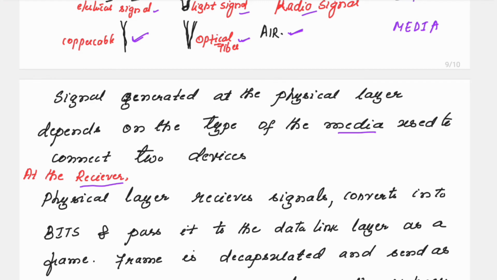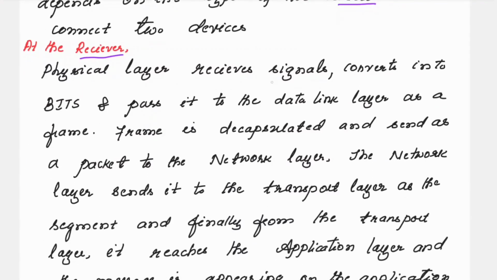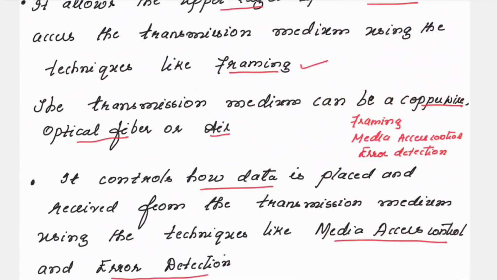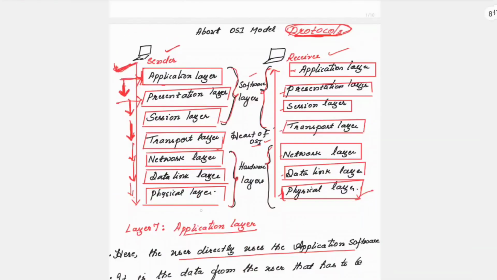Now what happens at the receiver? At the receiver side, the receiver will first convert the bits and pass them to the data link layer as a frame. Now the reverse process starts happening at the receiver side. So the bits traveled and are now moving to the receiver side. At the receiver side, this is the physical layer first. It will perform its function: convert those bits and send the data unit as a frame to the data link layer.